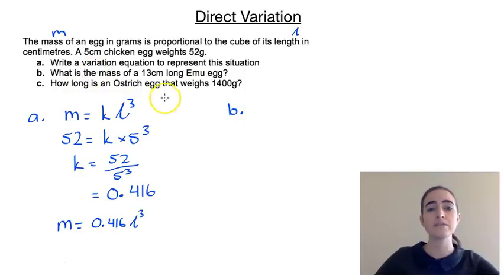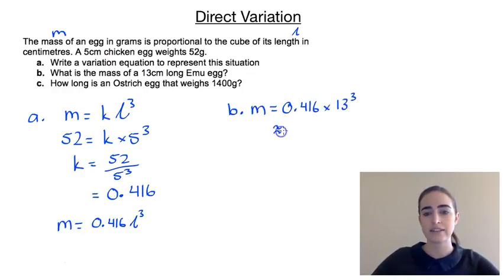Part B says, what is the mass of a 13 centimetre long emu egg? So that 13 centimetres, we're going to substitute into this equation, into the L, and figure out m. We're going to have m equals 0.416 times 13 cubed. And if we round that to the nearest whole number, we'll end up with 914 grams. So just under a kilo for that emu egg.